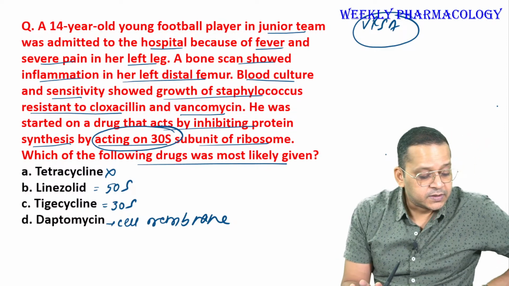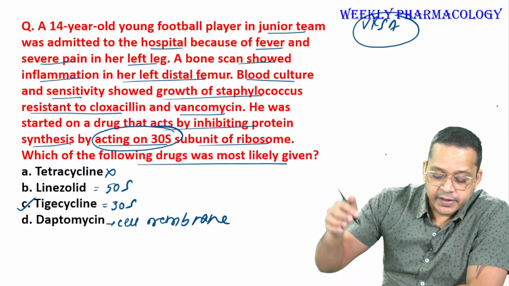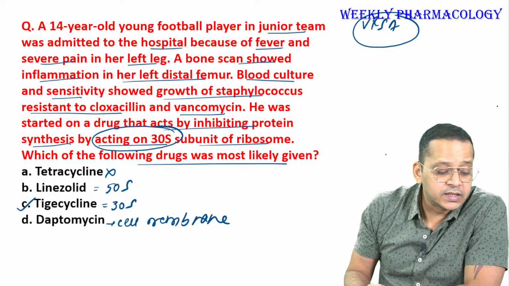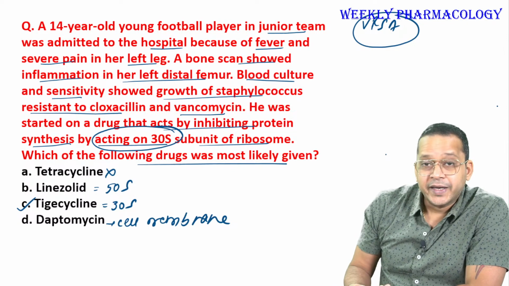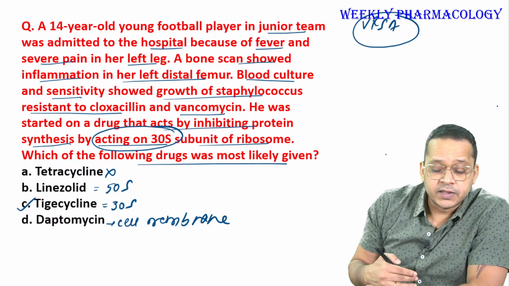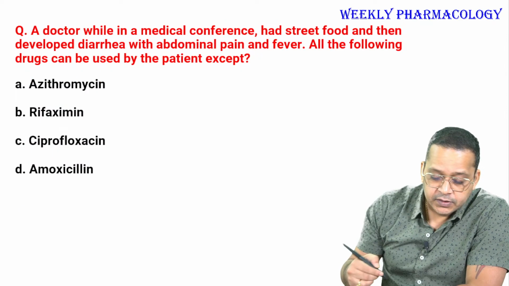What is the meaning of this, right? So the answer is tigecycline. So I can use B, C, D. A cannot be the answer, though A acts upon the 30S subunit, it is not effective against VRSA. So tigecycline is the answer.